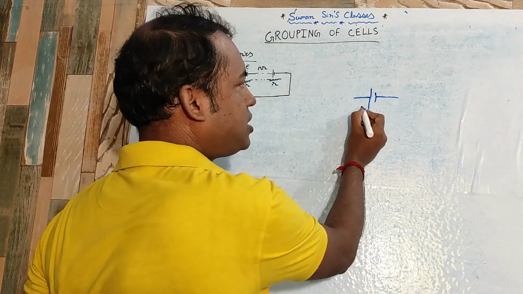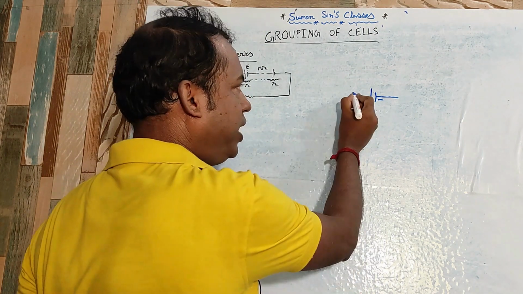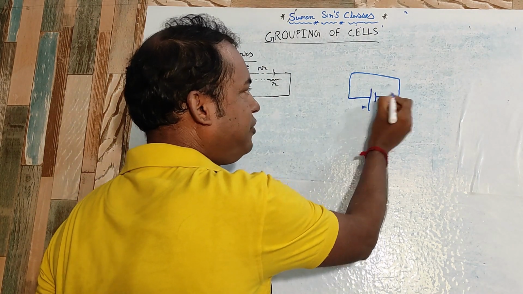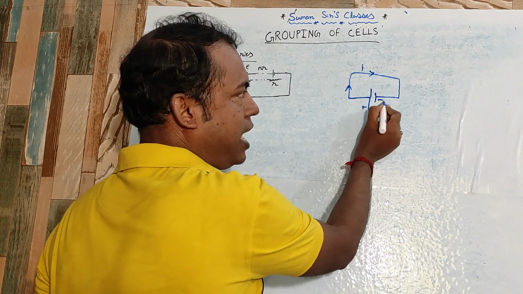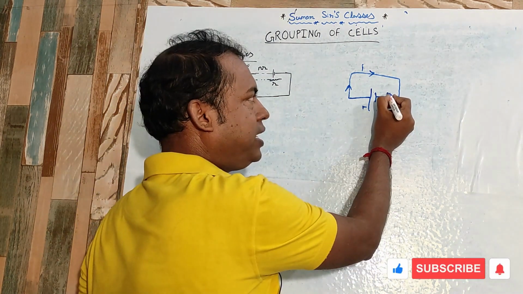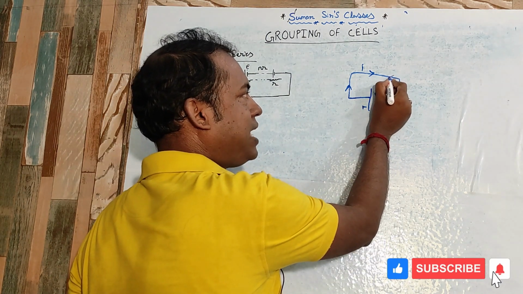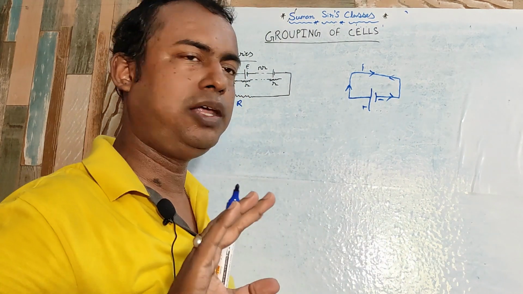This one is the positive terminal, this one is the negative terminal. When it is connected in the circuit, current flows from the positive to the negative terminal, and the electrons flow from the negative to the positive terminal, completely opposite to the current direction.